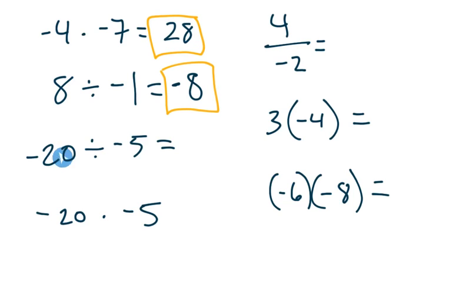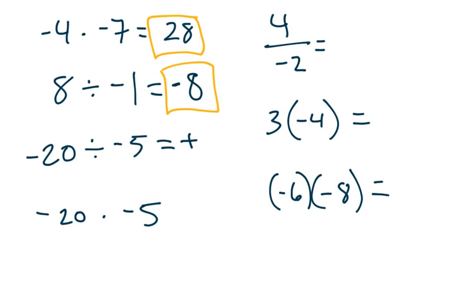Okay, next I have -20 divided by -5. You know, the other thing I could do is say, okay, a negative divided by a negative is a positive. So I'm going to put a positive sign here to remind myself it's positive. And then I'm going to do 20 divided by 5.